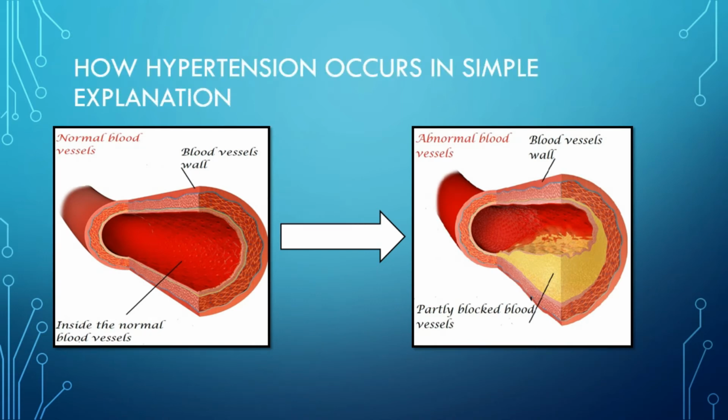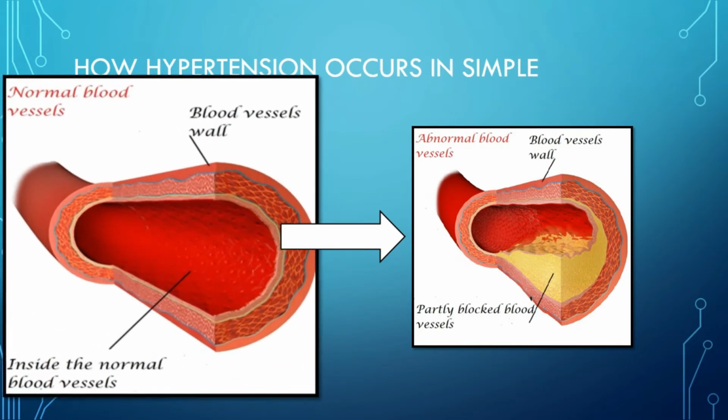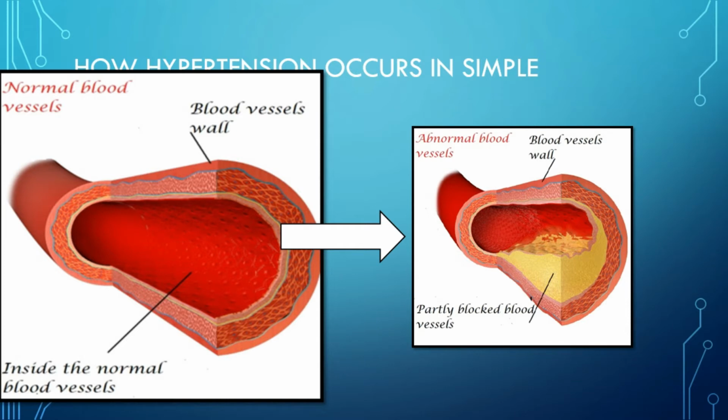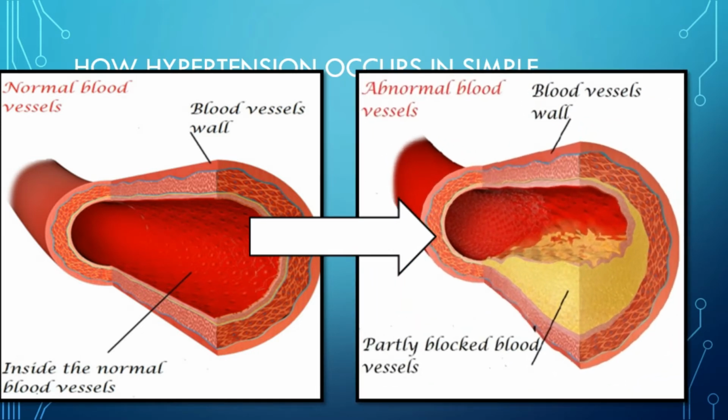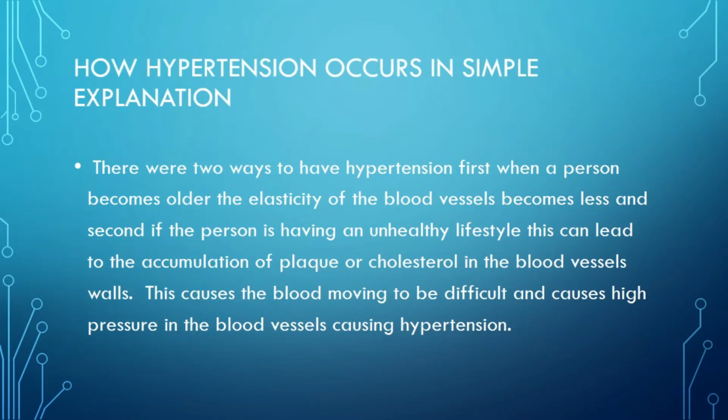How hypertension occurs? We will explain it simply. You can see the blood vessels. This is the normal blood vessels. There is no any abnormalities. The blood can be move smoothly in the blood vessels. But when there is something to block the blood vessels, the blood will be hardly going to the blood vessels and it will be against the wall of the blood vessels. So we know now how hypertension occurs in simple explanation.